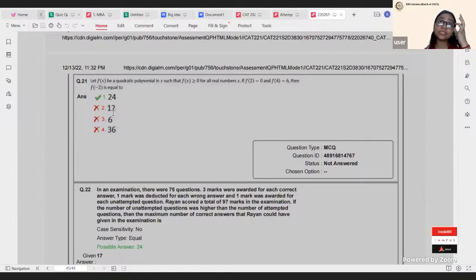So you can basically take a dummy value, like take a dummy quadratic equation. Suppose any typical quadratic equation will be of the form ax square plus bx plus c. And since it has already been mentioned that f(x) is greater than or equal to 0, ax square plus bx plus c should be greater than or equal to 0. Now, f(2) equals 0 and f(4) equals 6. So if we put the values of 2 and 4 in this case, f(x) is ax square plus bx plus c.